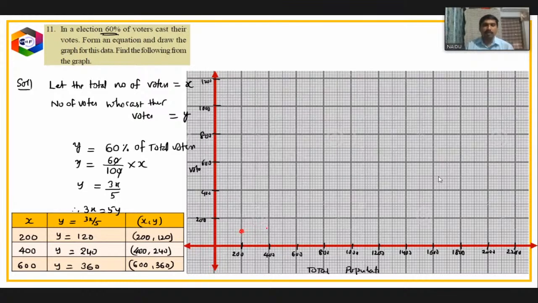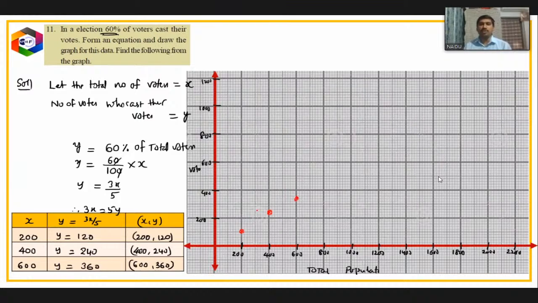And next 400 and 240. After 200, the second line, this is 400 and 240. So this will be the 240, since each line represents 20. And next 600 and 360. This is 300, half of this one, and the sixth line after it, so 360. Now we got the 3 points.